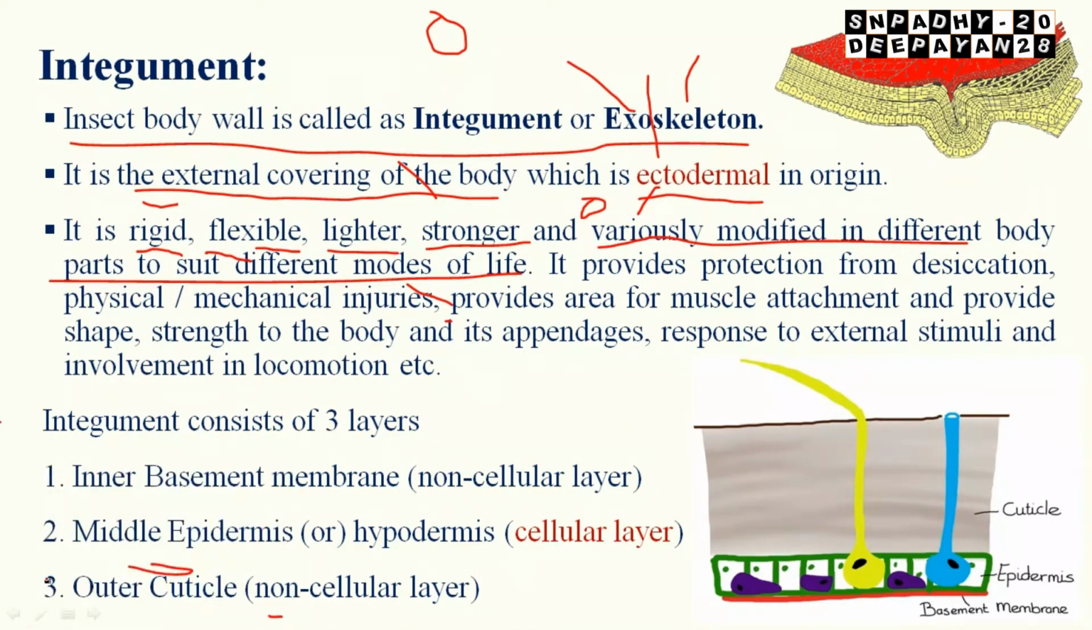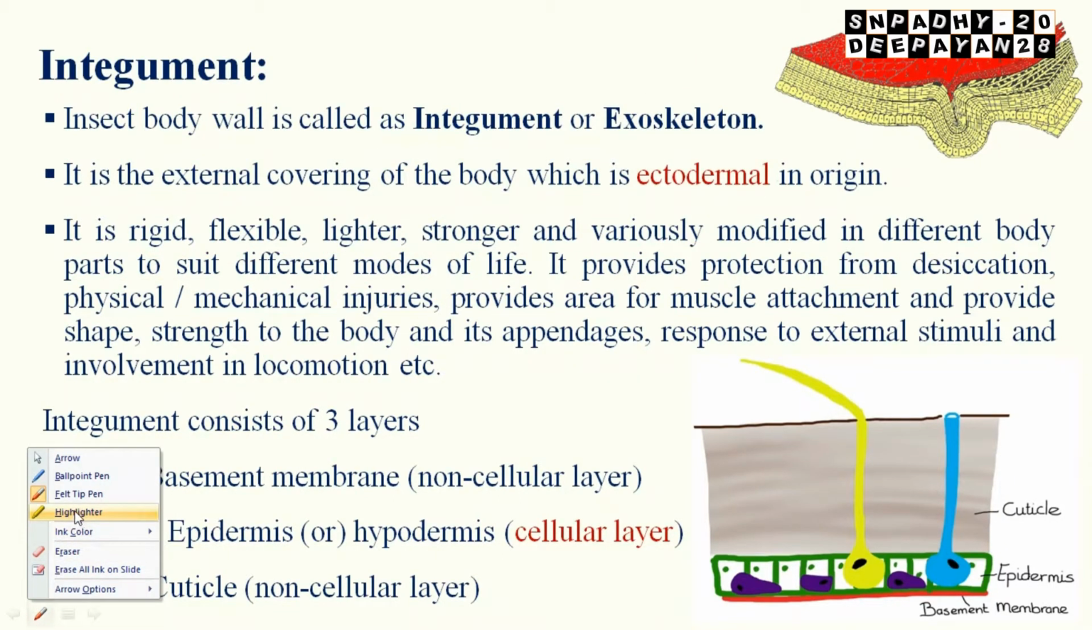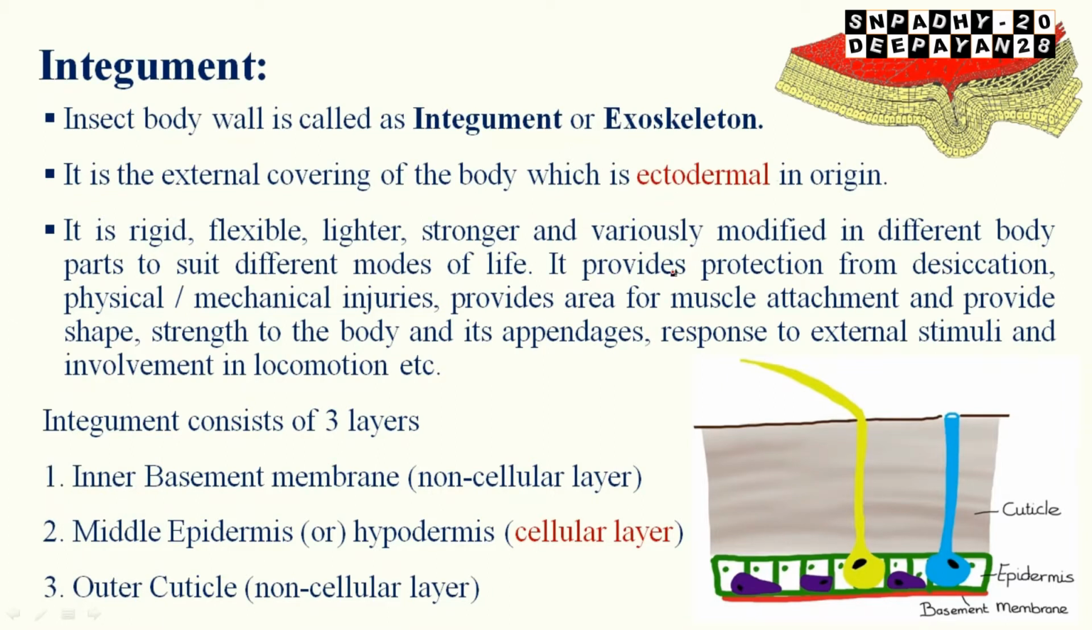Now coming to the function, which will again be covered in the part on cuticle. For now you just remember what the functions are. First point is it provides protection from desiccation. Desiccation means water loss. As the integument or outer covering is there, it will prevent water loss from the body.